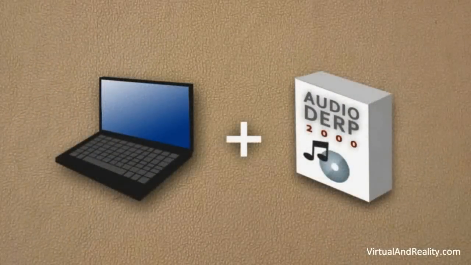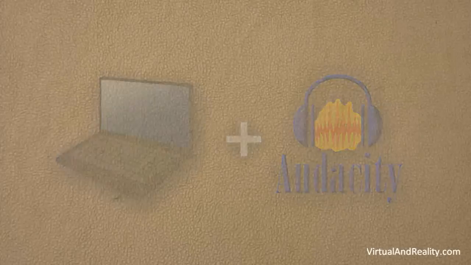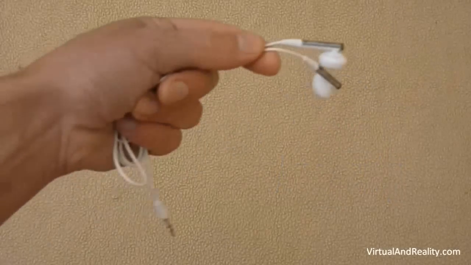The next thing you'll need is a computer with audio editing software. There's a lot of audio software out there that'll do the job. Personally, I use a program called Audacity, which is free and easy to use. I'll provide the link below for those that want to download it. Finally, and most importantly, you'll need a standard set of headphones to play back your 3D sounds.